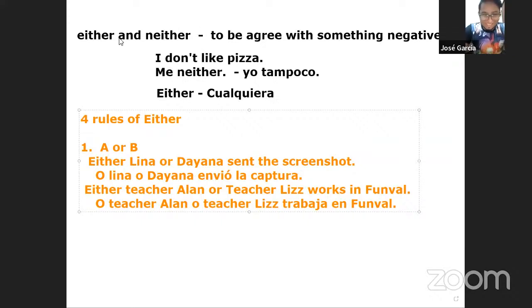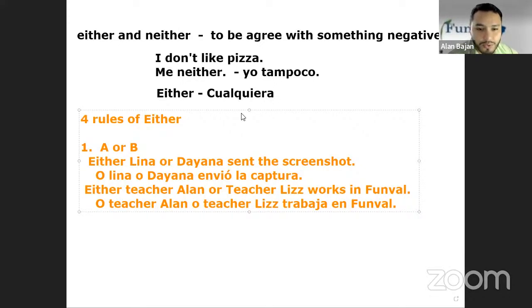So, in Spanish, it's not very common that we express ourselves like this, like, o teacher Alan o teacher Liz trabaja en Fumbal. But in English, yes. The idea I am sharing is that I have 2 options, and one of these options is possible.